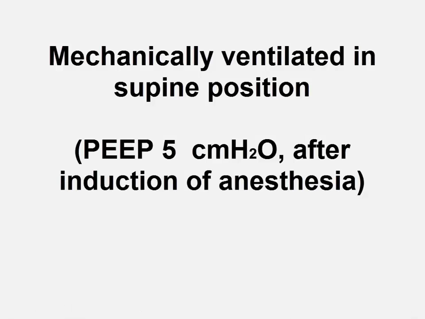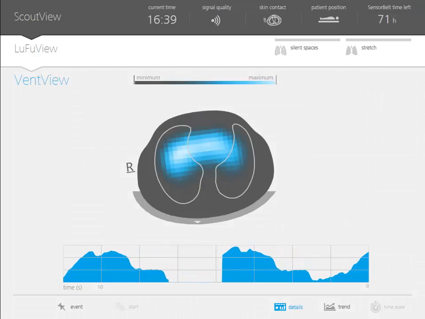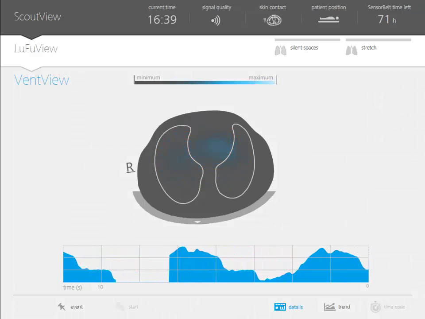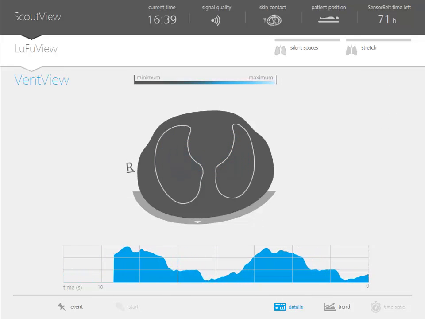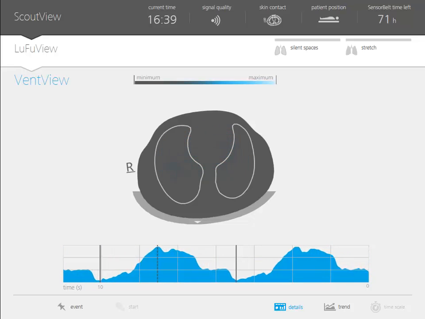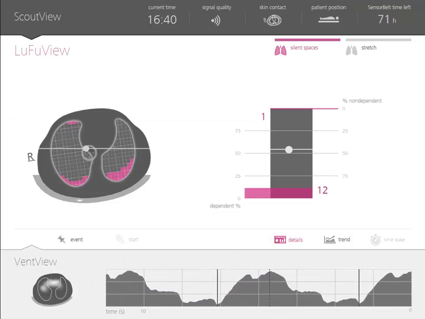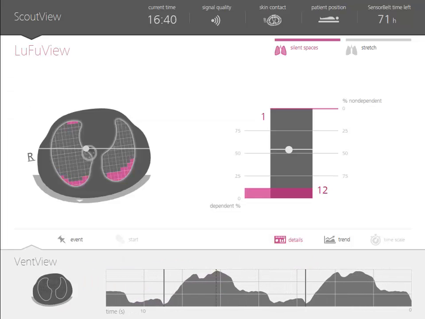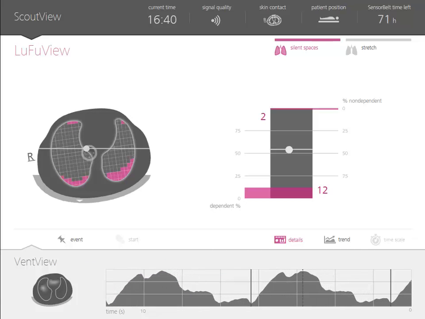After induction of anesthesia, the patient is mechanically ventilated using a volume-controlled mode at a PEEP of 5 cm of water. During mechanical ventilation, a shift of ventilation towards the ventral non-dependent lung can be noticed, and the amount of dependent non- or poorly ventilated silent spaces increased to 12%.